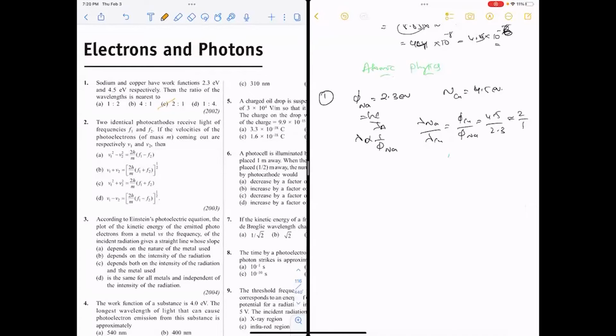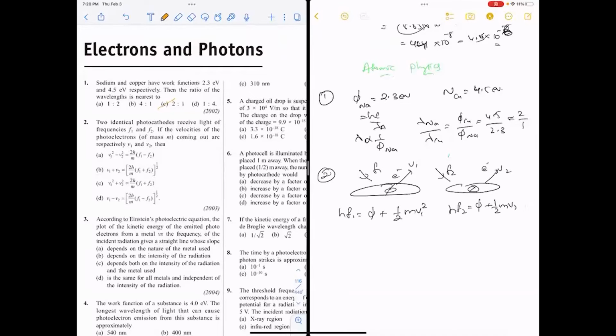So two identical photocathodes, that means there is one material. So work function is the same for both. Two identical, so both work functions are 5. Frequency F1, frequency F2. The velocities of the photoelectrons coming out are V1 and V2. So what is the formula here? h nu, the incident energy, is work function plus energy, half m V1 square. And for this, h F2 is work function plus half m V2 square. Am I right? Same material, so work function is the same.